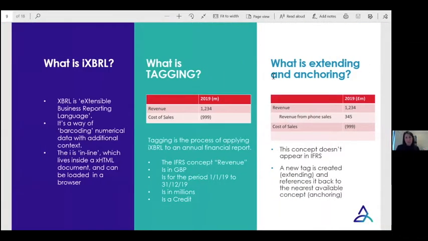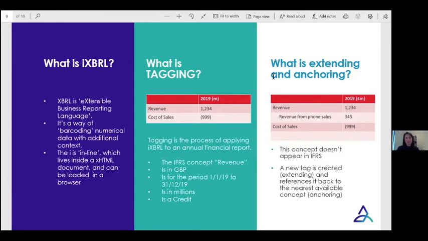So just a little bit more about what iXBRL is. iXBRL is Extensible Business Reporting Language. And the way to think about it is, it's like a barcode on something in a supermarket. It allows a computer to read numbers.